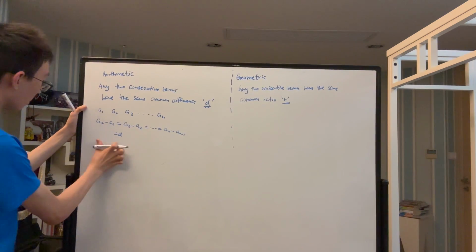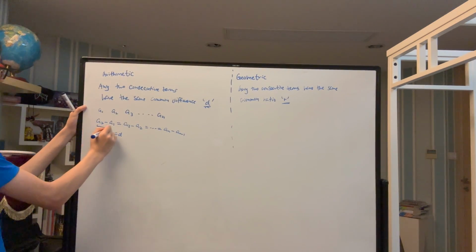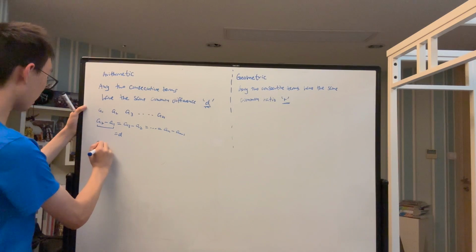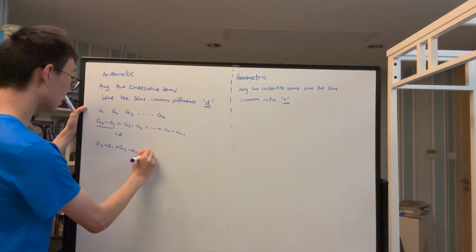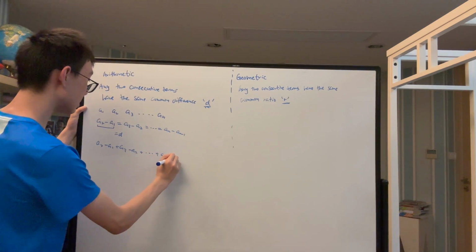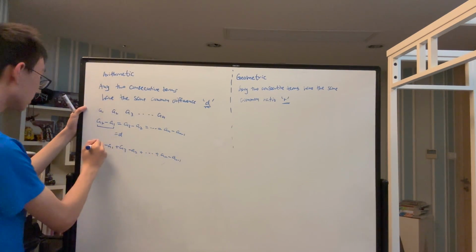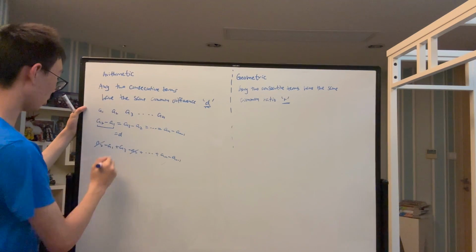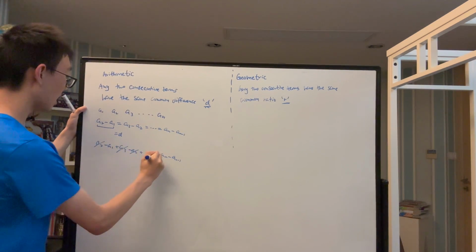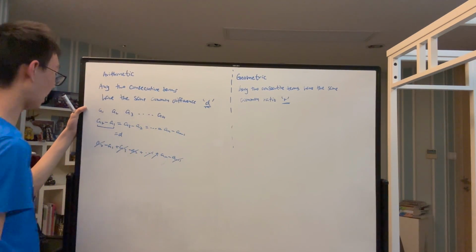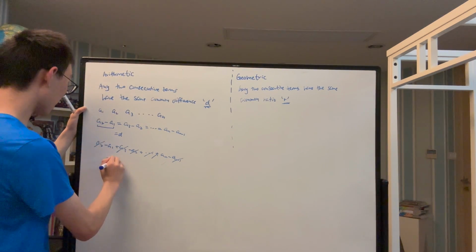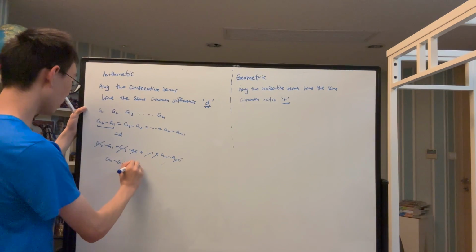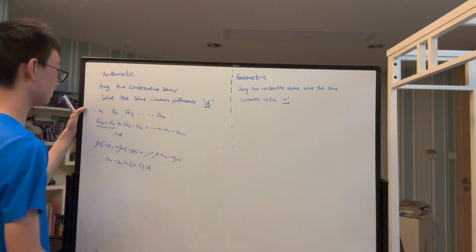What we can do here is we can simply add each of these together. So a2 minus a1 plus a3 minus a2 plus an minus an-1. And then we'll see that a2 cancels with a2, a3 cancels with a3, and an-1 cancels with an-1. So an minus a1 is simply equal to n minus 1 multiplied by d.